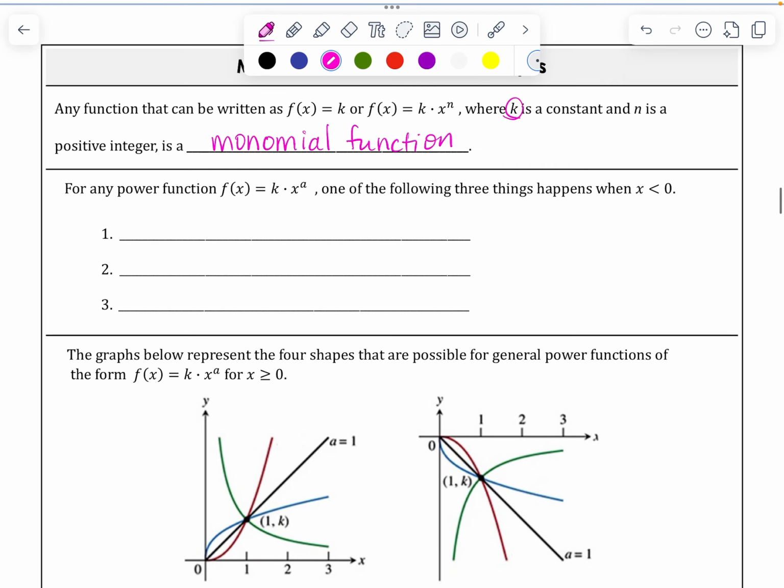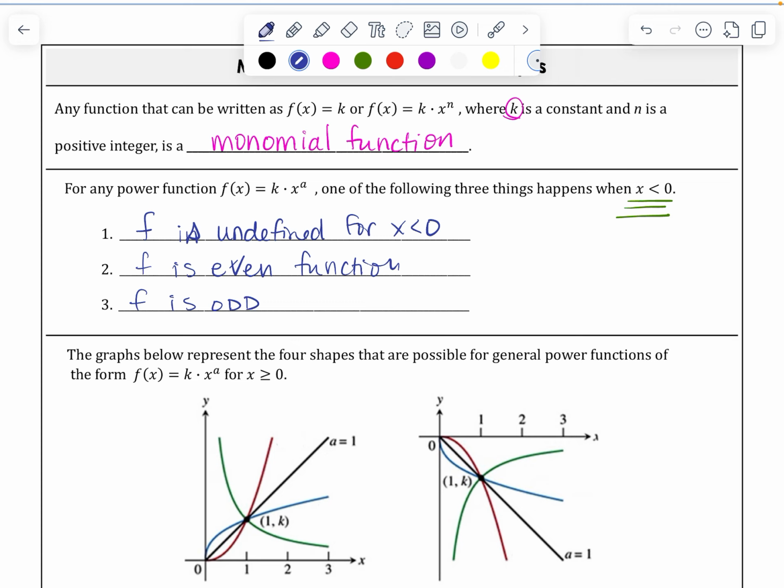For any power, k times x to the a, one of the following three things happens when x is less than 0. Keep in mind, when x is less than 0, that tells us a couple different things. Number one, f could be undefined when x is less than 0, depending on the function. F could be an even function. Also, f could be an odd function.